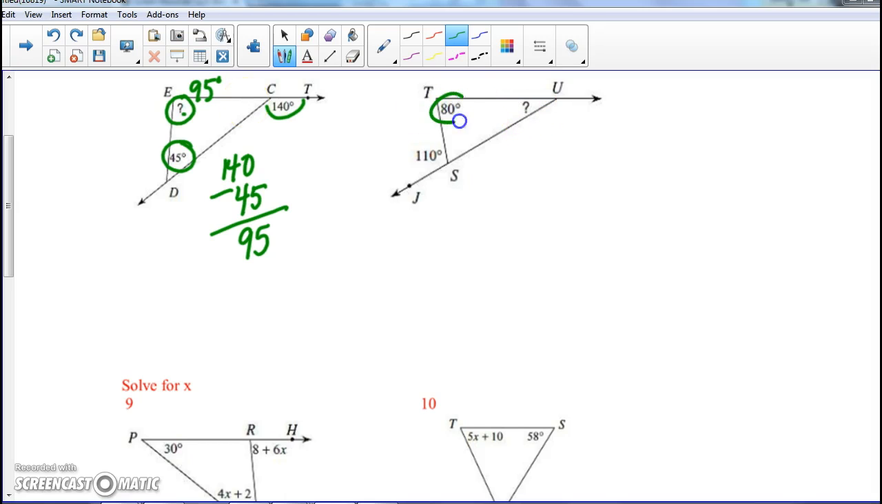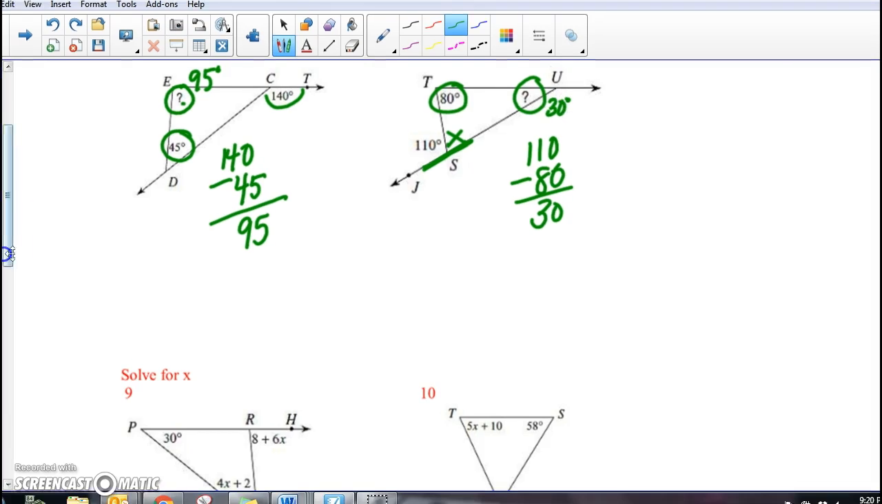And one last one, remote interior are here and here. Remember, it's the non-adjacent angle. This is the adjacent one, so we don't use that. This will be 110 minus 80. So this angle must be 30 degrees. And those are ones that just have numbers.